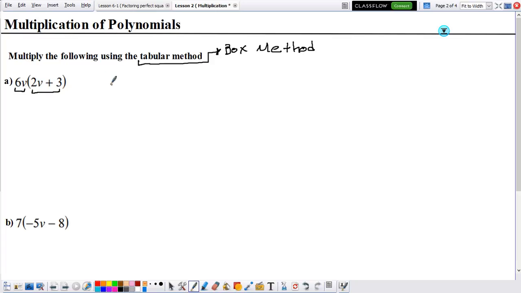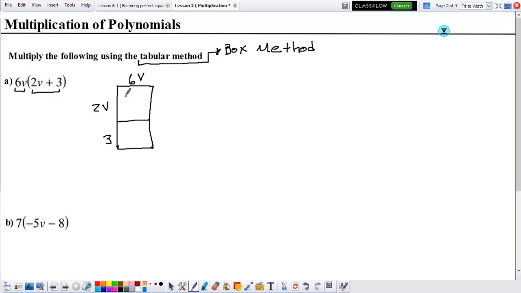So here, we're going to create a box that has one column, because that's how many terms there are in the first one, and we're going to create two rows, because the second expression has two terms. Now that we have our box, you're going to put your 6b here, your 2b here, and your 3 here. This is just the setup. All we did was set it up.